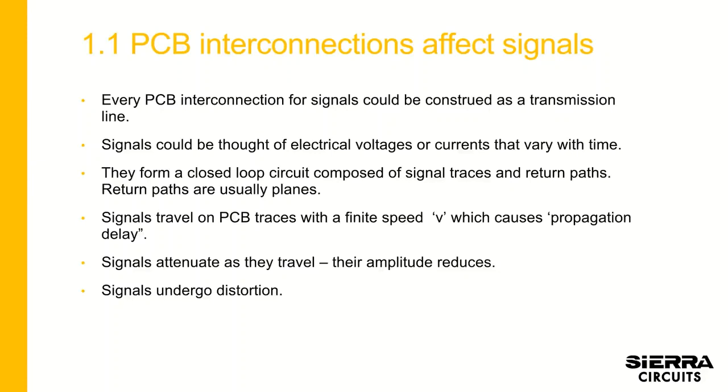It is important to remember that the signal travels on PCB traces with a finite speed, which causes a propagation delay. The speed is pretty high. It's roughly about half of the speed of light, and we will give you the exact relation by which you can calculate that. But basically, this speed will give a propagation delay. If a trace is going from left to right, then signals travel at a finite speed, and the propagation delay is expressed in terms of picoseconds or nanoseconds.